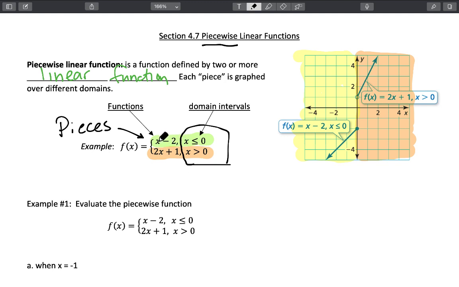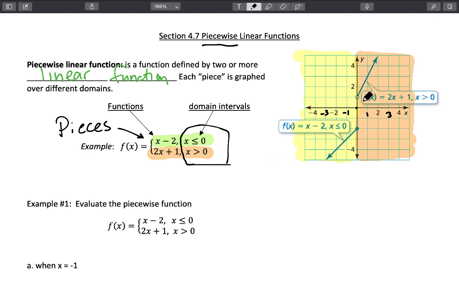We're going to graph the equation x minus 2 where all x's are less than or equal to 0. Now, where x's are less than or equal to 0, if you're looking on your x-axis, your number line, that's your negative x's. You've got negative 1, negative 2, negative 3, and negative 4. So we're going to graph that to the left of the y-axis. The orange graph here is the 2x plus 1. We're going to graph that to the right of the y-axis, where x is greater than 0. So here is x equal to 0. Here's 1, 2, 3, 4. So that's this orange domain.